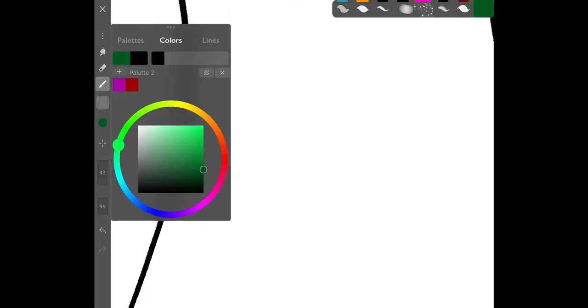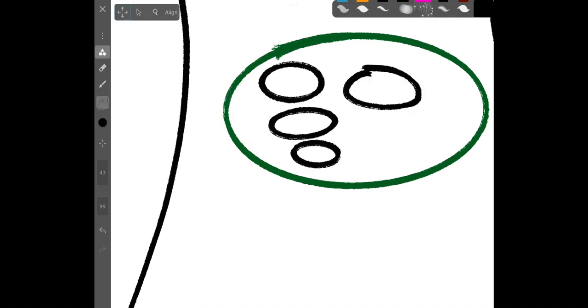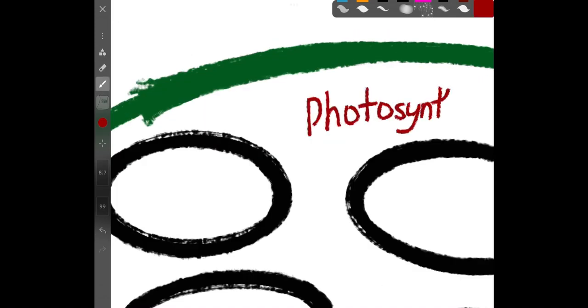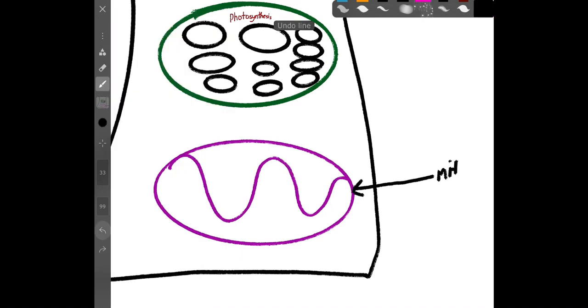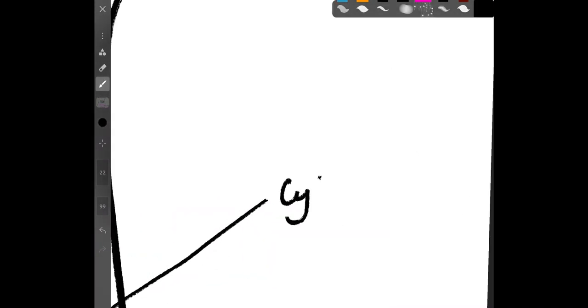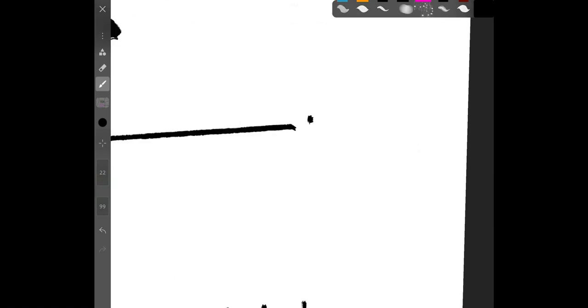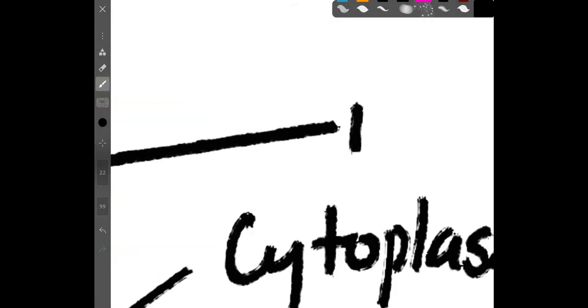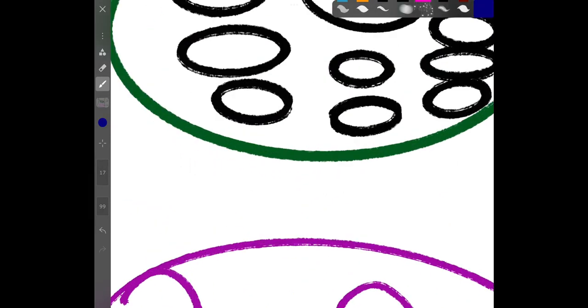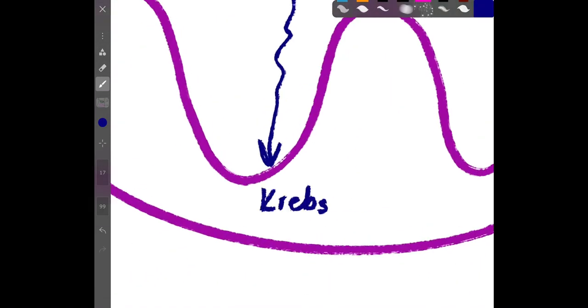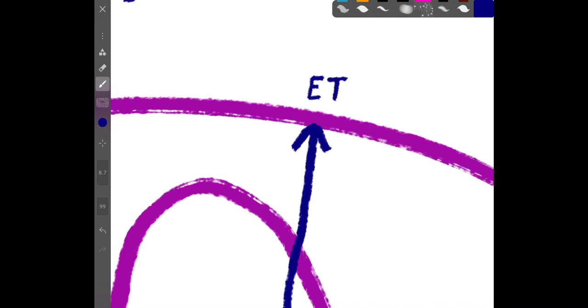I will now be talking about the different stages of cellular respiration and where they occur. The first step of cellular respiration is glycolysis, and it occurs in the cytoplasm. Next is the Krebs cycle, which occurs in the mitochondria, and last is the ETC, or the electron transfer chain, which occurs in the mitochondria membrane.